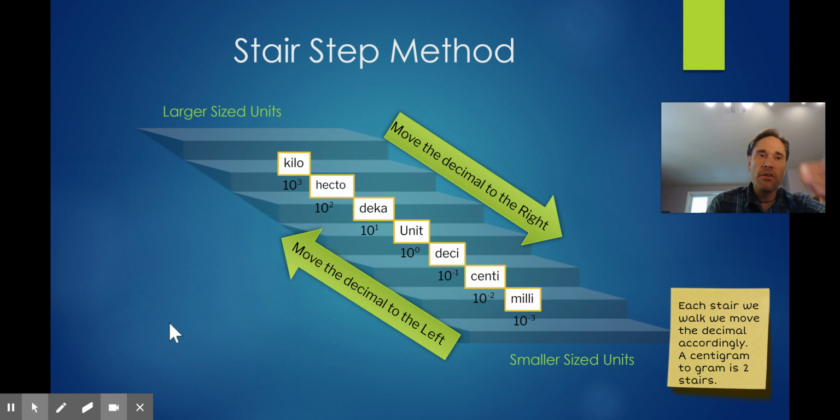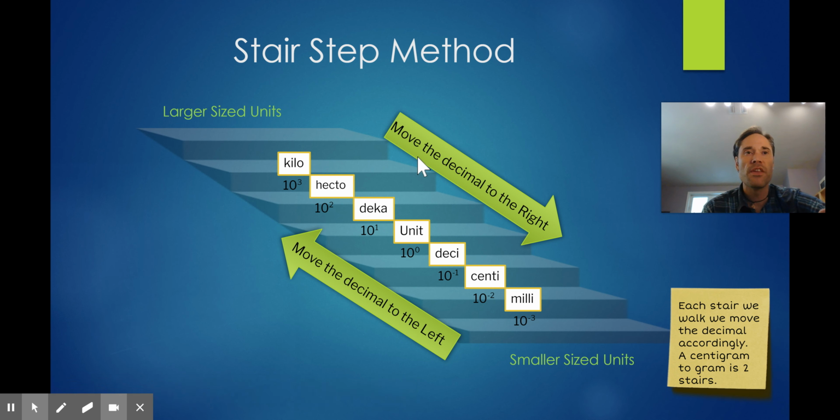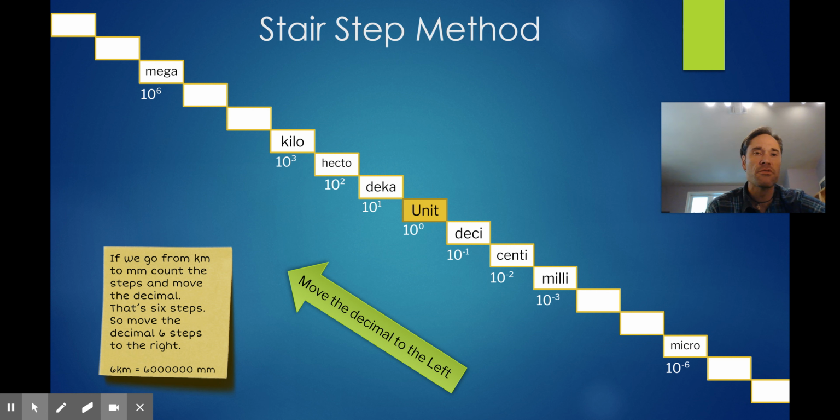When it comes to conversion factors, we can move up or down this staircase, and by doing so, we just move the decimal point to the left if we're moving up the staircase, and we move the decimal point to the right if we're moving down the staircase. So that makes it pretty easy. Let's take a look at a situation where that's true. Let's start with a particular unit and then move it up and down the staircase and see how that affects what we've got.